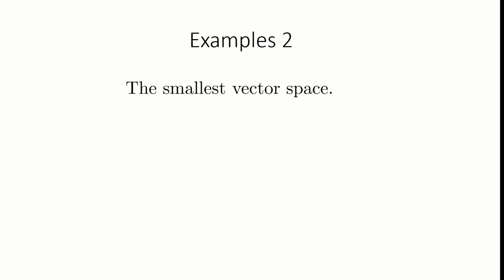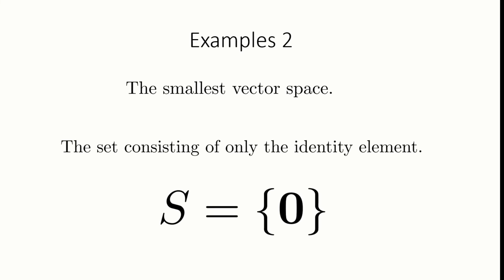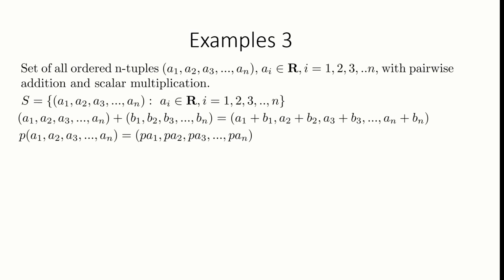The smallest vector space is a set consisting of only the identity vector. All the 8 properties are trivially satisfied by this set. This example is a generalization of the ordered pair example.